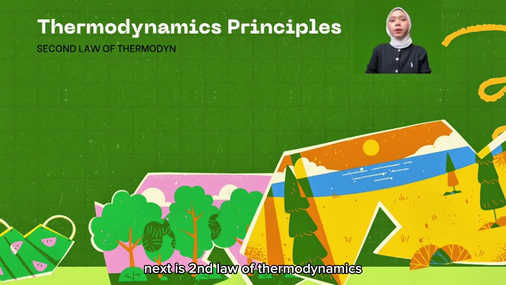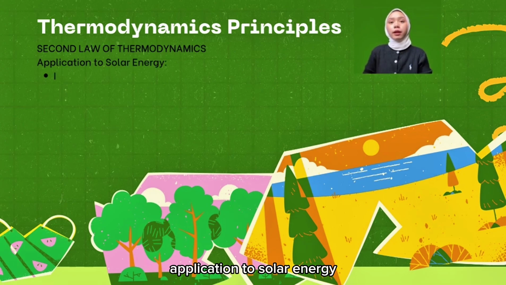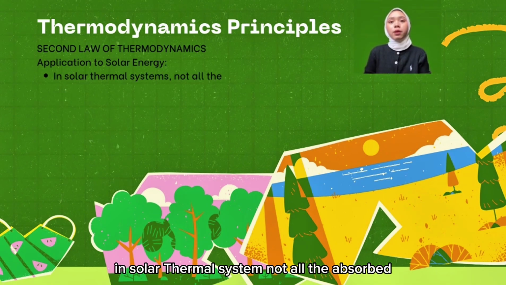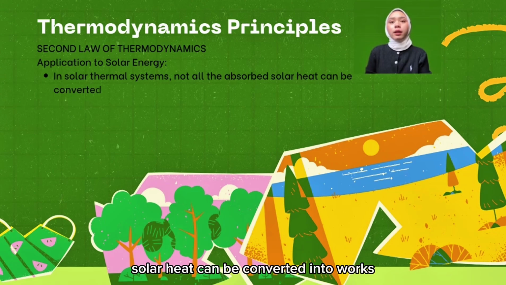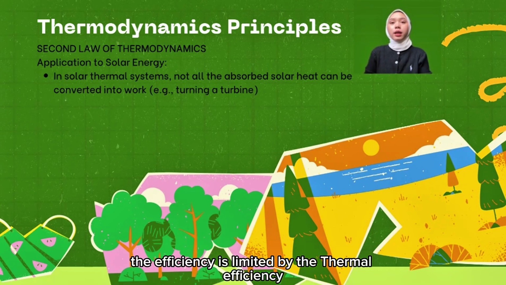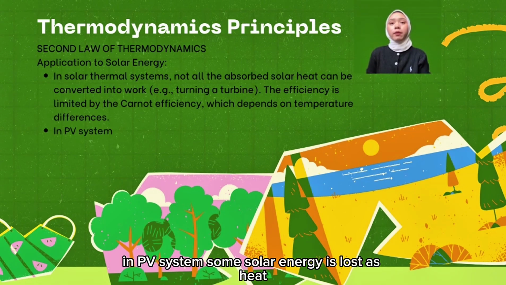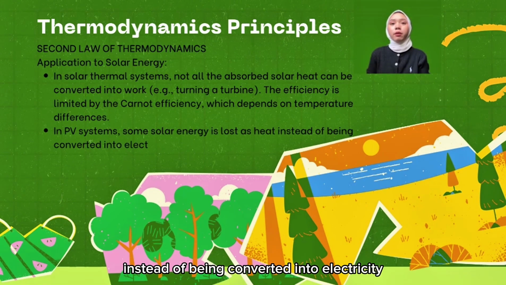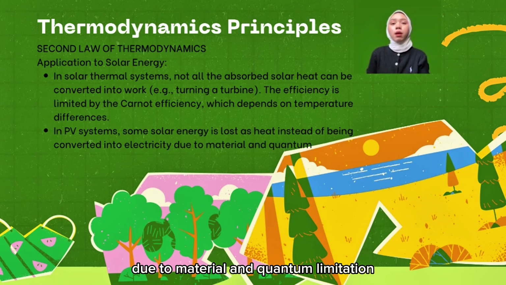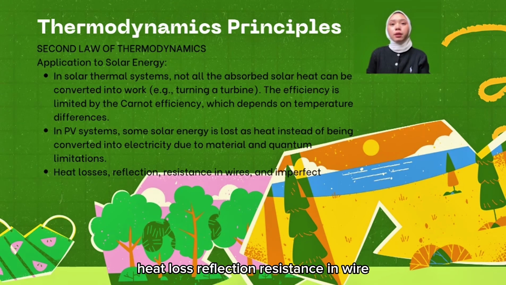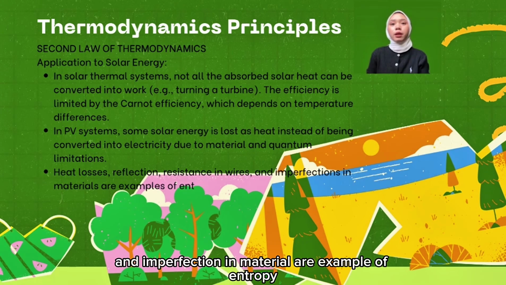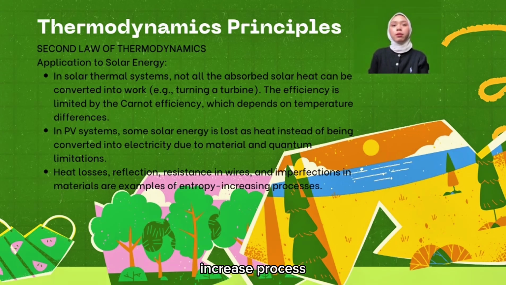Next is second law of thermodynamics. Application to solar energy. In solar thermal system, not all the absorbed solar heat can be converted into work. The efficiency is limited by the Carnot efficiency, which depends on temperature difference. In PV system, some solar energy is lost as heat instead of being converted into electricity due to material and quantum limitation. Heat loss, reflection, resistance in wire, and imperfection in material are examples of entropy increase process.